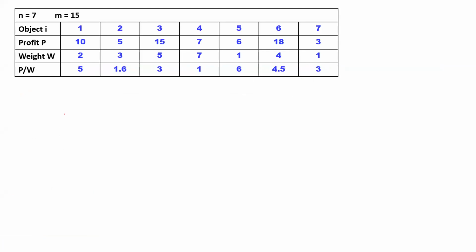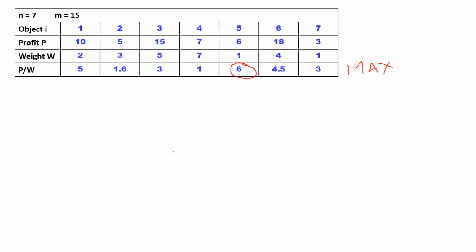Which item will I first put into the bag and how much of it? I'll go with the maximum P by W value. So now in stage number 1, I am going to select the object with the maximum value. So this is the object with the maximum P by W value. For 1 kilo itself, it is giving me 6 profit. So I am putting this object into the bag.